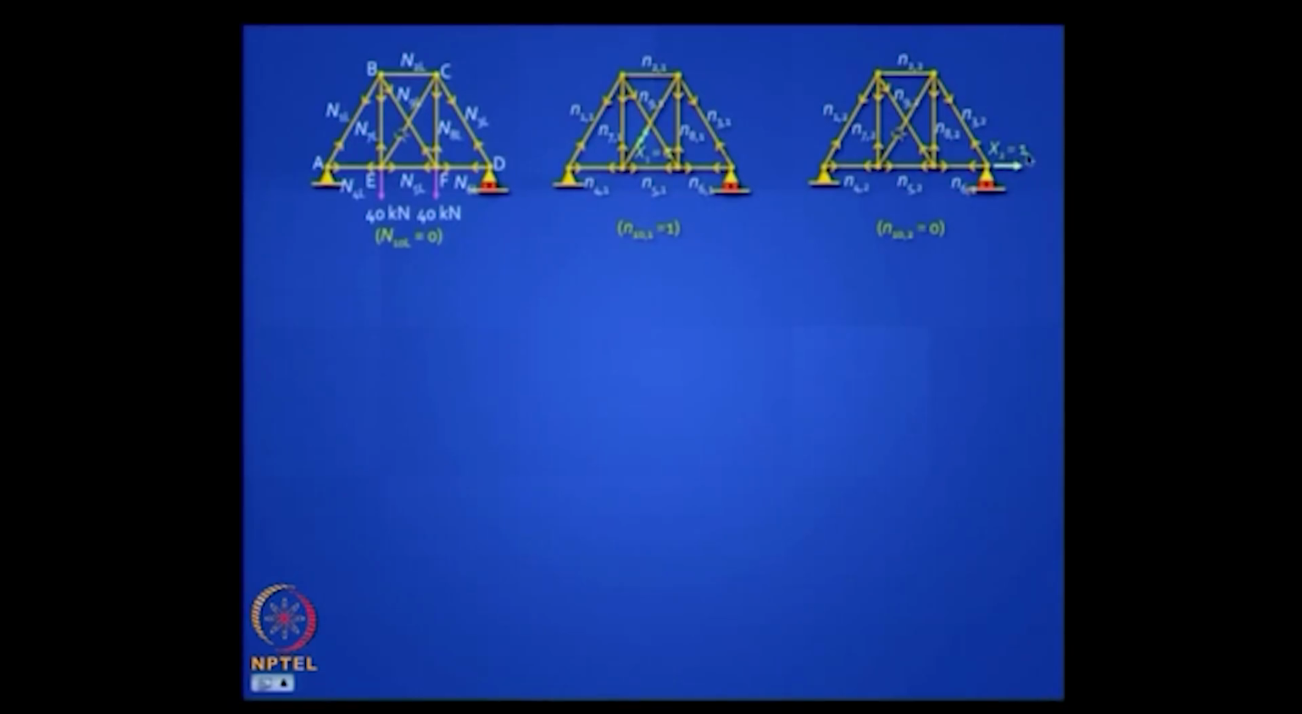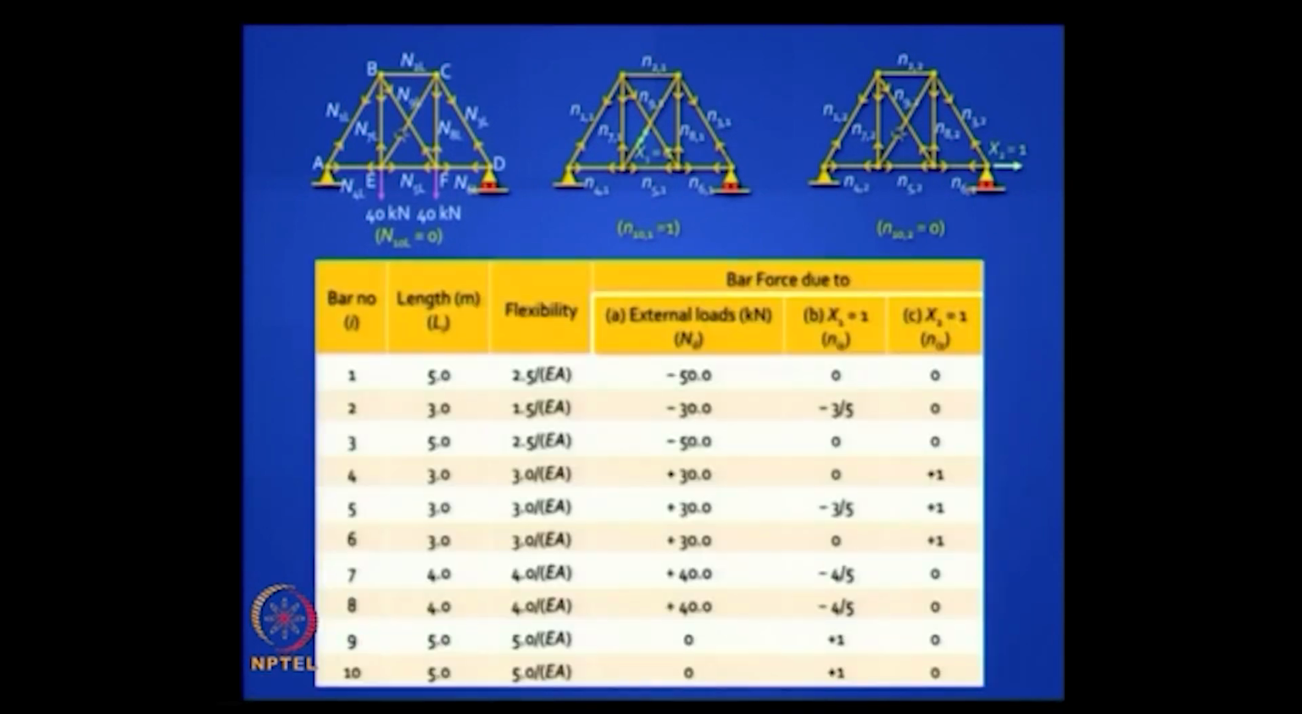When I apply x2 equal to 1, x1 is 0, so this bar has 0 force, this bar has 0 force here as well, here this bar has a force of unit magnitude. When you analyze this, we have done this last year, so I am going fast over it. It will be nice to write it in a tabular format.